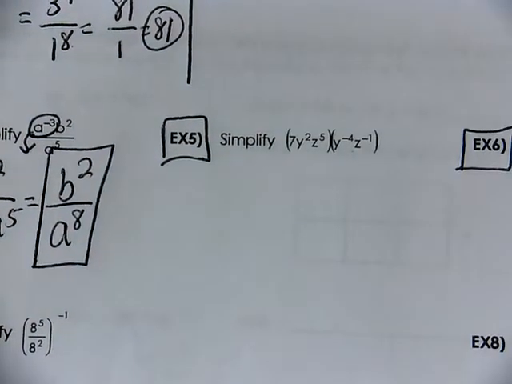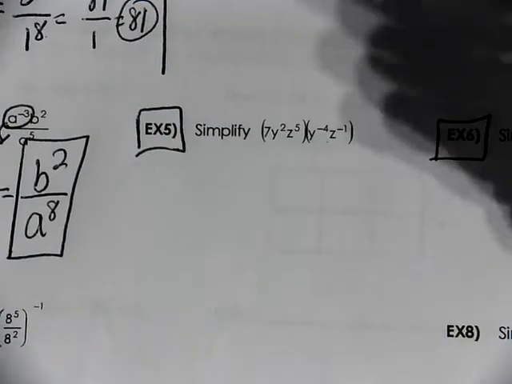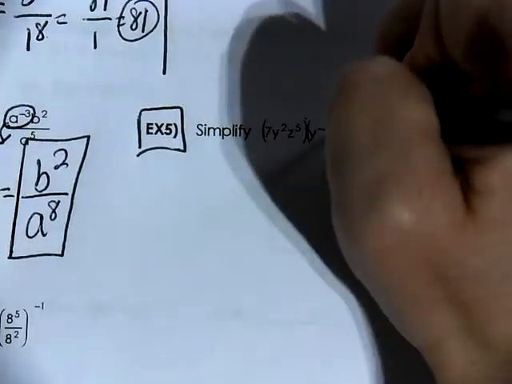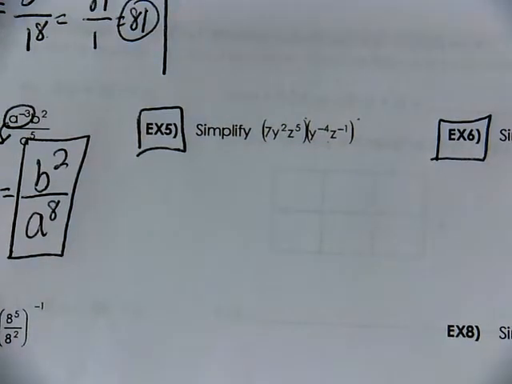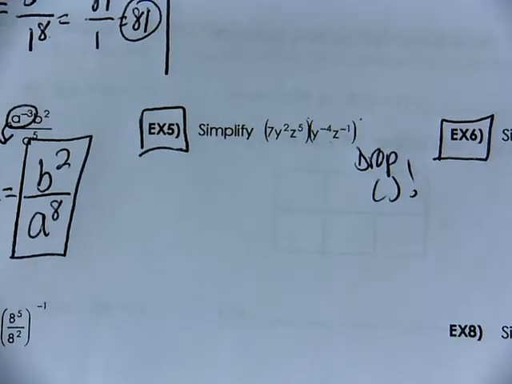Next we have example number 5. And with problems like these, the parentheses are here to confuse you. So I would recommend that unless you see an exponent on the outside of those parentheses, simply drop the parentheses. They're there to confuse you.